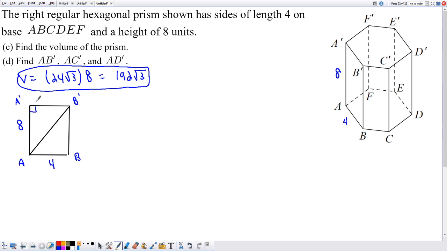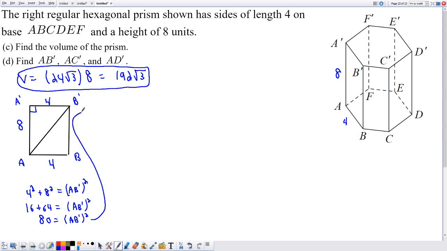We should note that we have a right triangle with dimensions of 4 and 8. So if we use the Pythagorean theorem, we have that 4 squared plus 8 squared is equal to AB prime squared. Now that's 16 plus 64 equals AB prime squared. Combining these together, this is equal to 80. And if we want to reduce that by taking the square root on both sides, we have the square root of 80. Well, 80 is 8 times 10, so it's the square root of 8 times the square root of 10 equals AB prime.